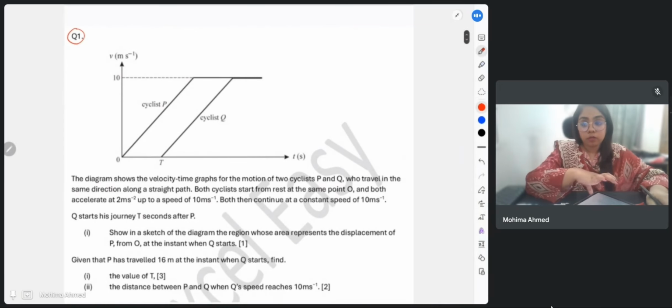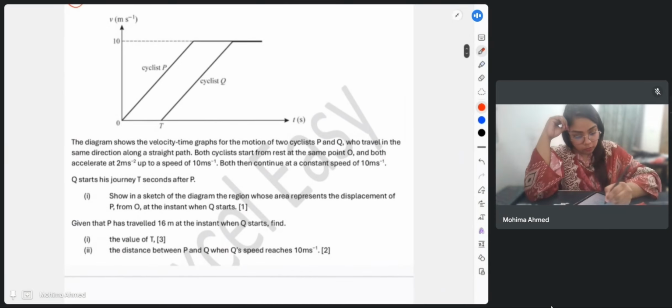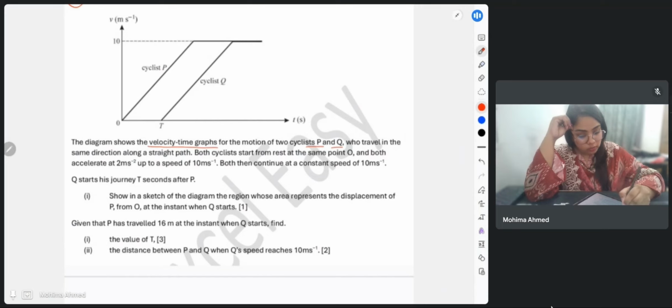So question 1 of our mock paper M1, it says that the diagram shows the velocity time graphs for the motion of two cyclists P and Q, who travel in the same direction along a straight path. Both cyclists start from rest, that means the initial velocities are 0, at the same point O, and both accelerate at 2 meters per second squared to a velocity of 10. That means their acceleration was 2.